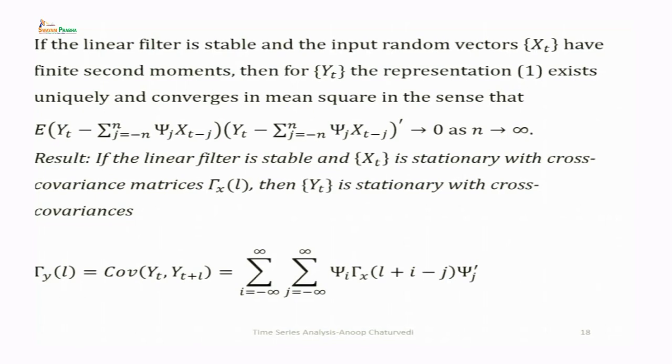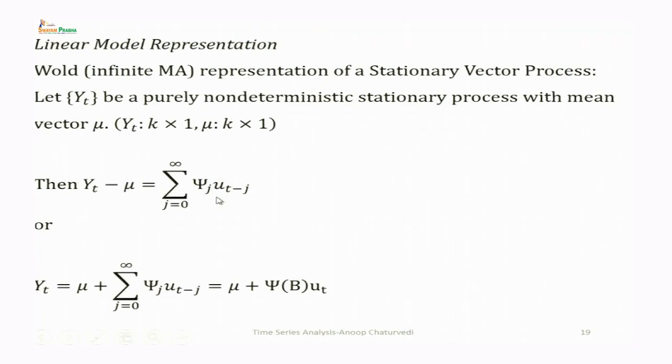And then you find out the covariance between y t plus l, and then you can easily verify this result. Okay, now we come to the linear model representation of the multivariate processes.